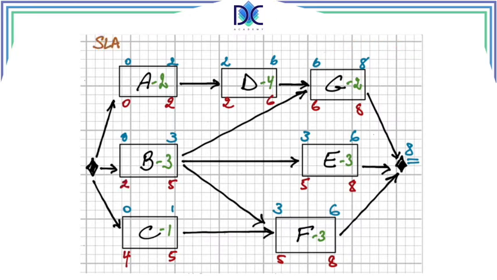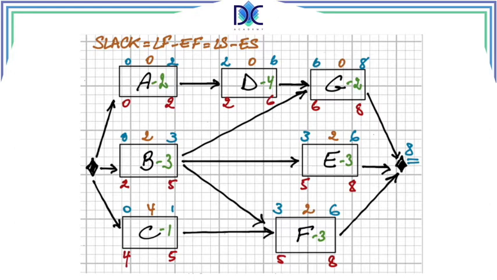Based on this information, we can calculate the slack. The slack is late finish minus early finish, or late start minus early start. For A, we find 0, D 0, G 0. B, we have a slack of 2. For E, we have a slack of 2. C has a slack of 4. And F has a slack of 2.